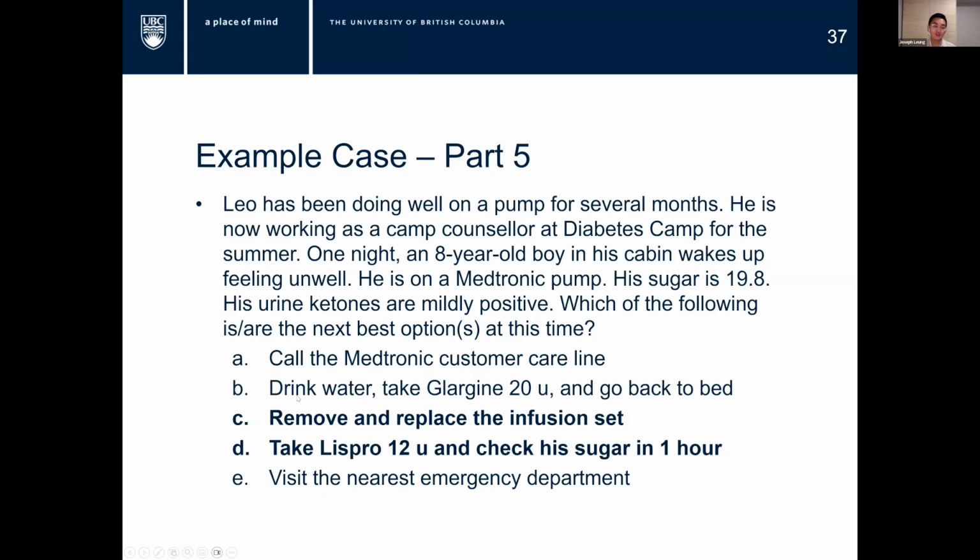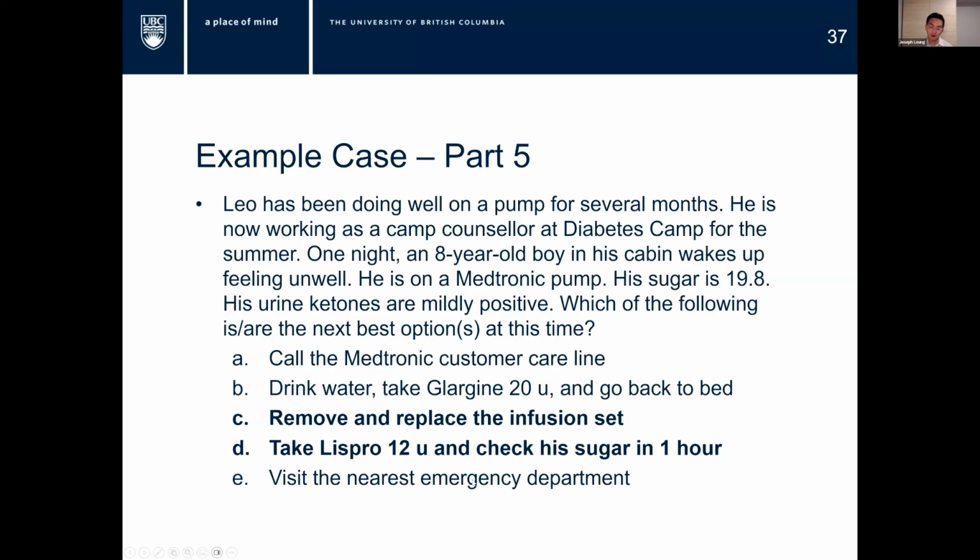For option B, drinking water is definitely a great idea when the blood sugars are high like that. But taking long-acting insulin might screw things up a little bit, because once you get them back onto their insulin pump, you might need to set a temp basal to 0% to take into account that they now have this basal insulin on board through the injection for 24 hours. So this might not be the best option.